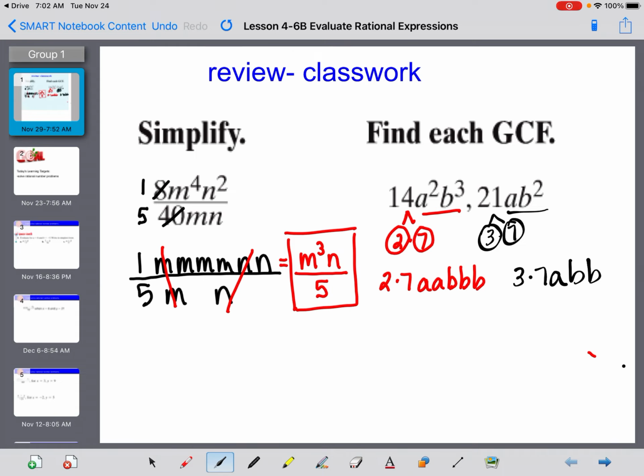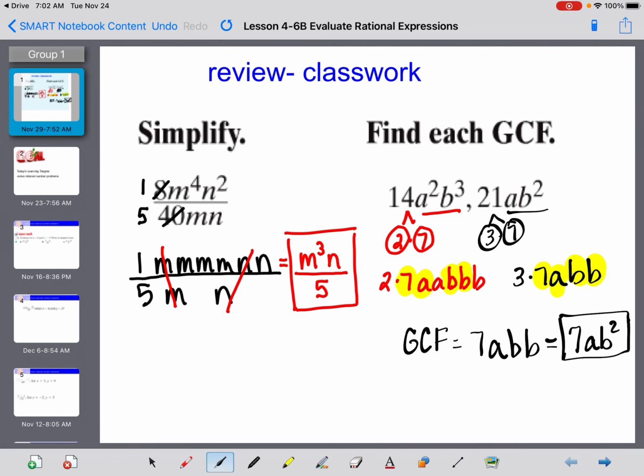Now, I write for the greatest common factor what they have in common. Do they have a 2 in common? Nope. Do they have a 7 in common? Sure they do. Do they have an A in common? Looks like they do. They don't, however, have a second A. Now let's look at the B's. It looks like they have 2 B's in common. And they don't have a 3 in common because it's only in one list. 7ab squared. There we go.